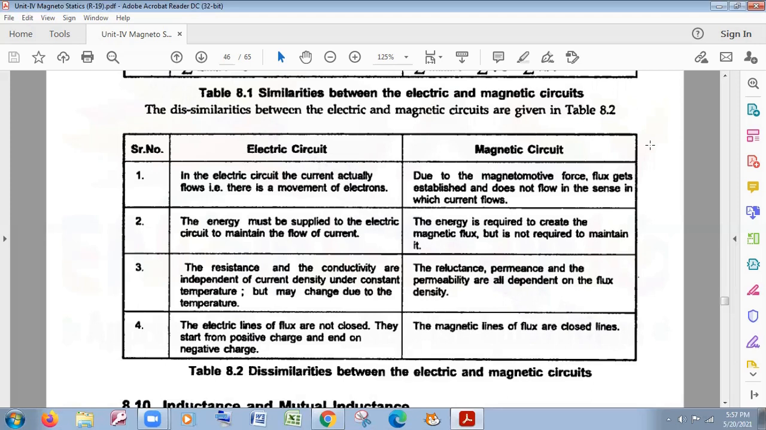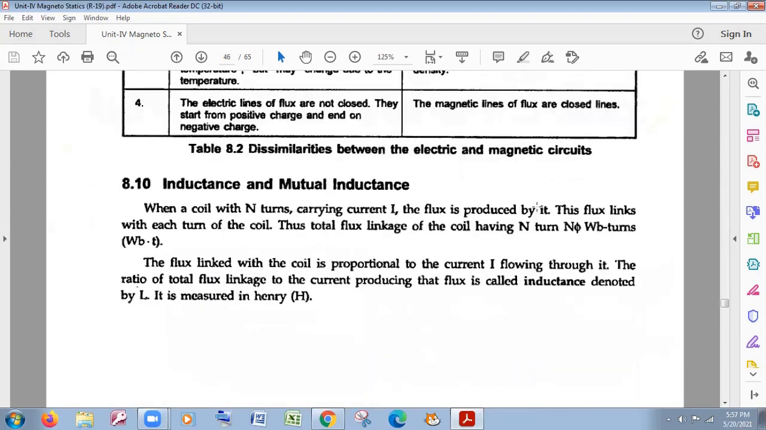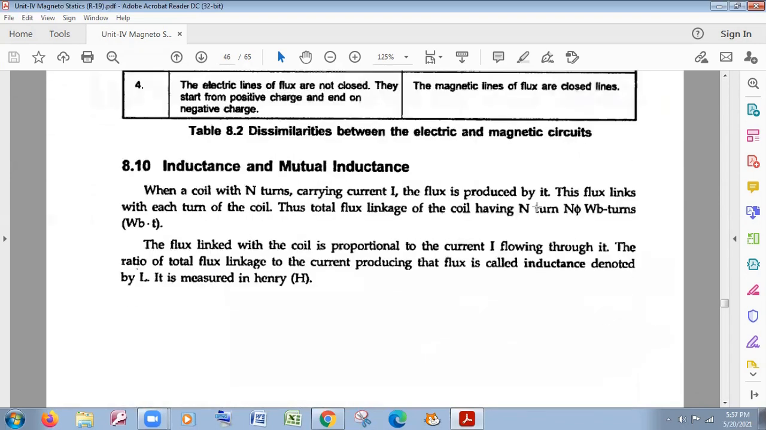And fourth point, the electric lines of flux are not closed. They start from the positive charge and end on the negative charge. The magnetic flux lines are closed lines. These are the differences between the electric and the magnetic field. That is not much important, my dear students. Now let us go to another topic.